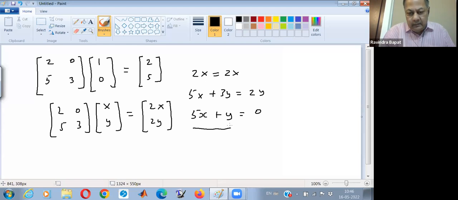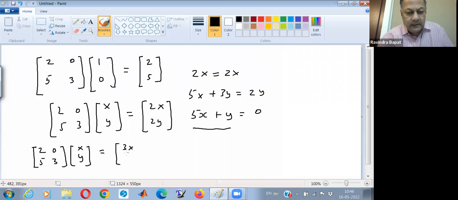So why is it happening? It is happening because this 3 is greater than 2, and that is causing the problem. But for 3 there is no problem. Suppose we try to work out the eigenvector for the eigenvalue 3, then I want 3x and 3y. That tells me that 2x equal to 3x, that means x is 0.